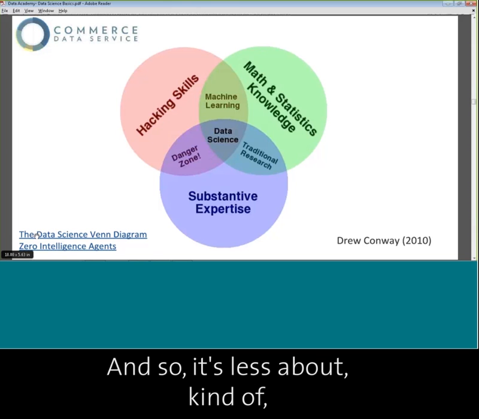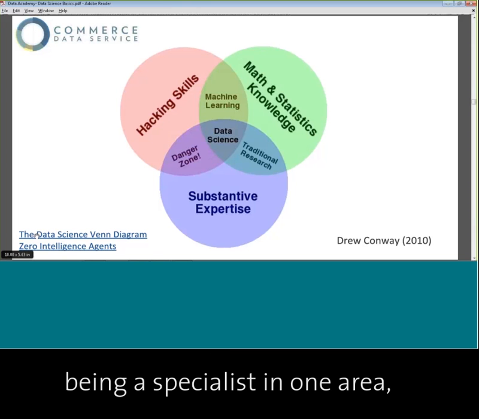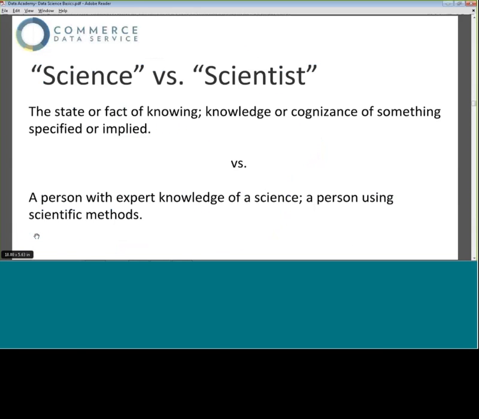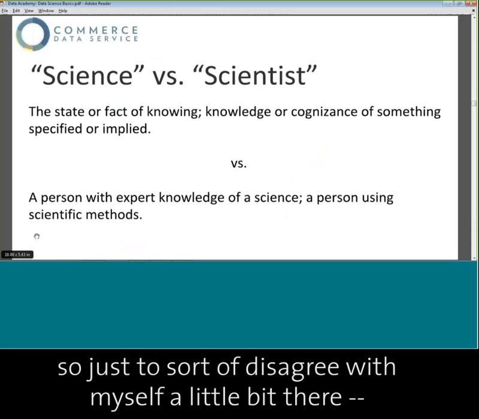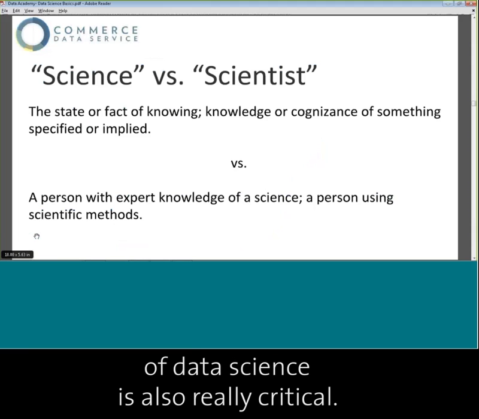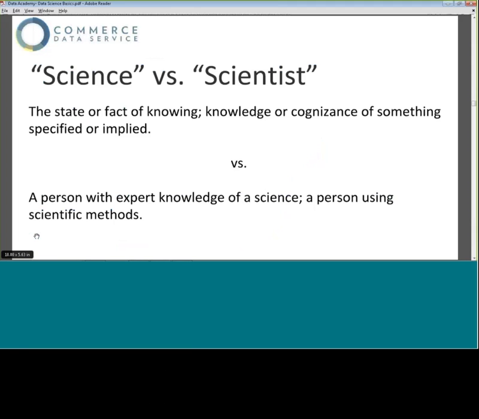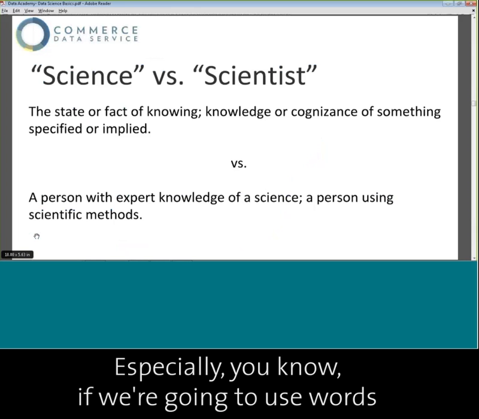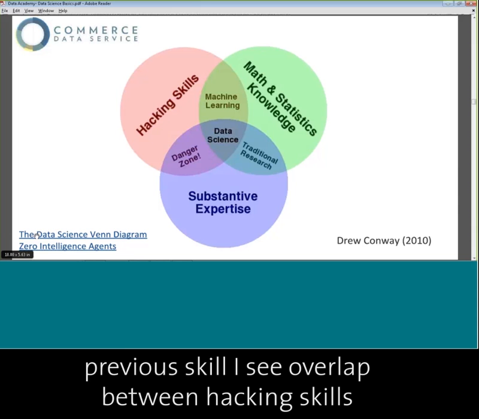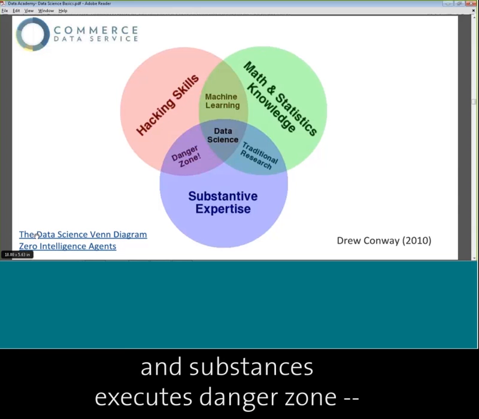And so it's less about being a specialist in one area, and more about having a little bit of everything. On the other hand, just to disagree with myself a little bit there, I think that thinking about the science part of data science is also really critical, especially if we're going to use words like hacking and danger zone, which we see in this previous slide: the overlap between hacking skills and substantive expertise is the danger zone.